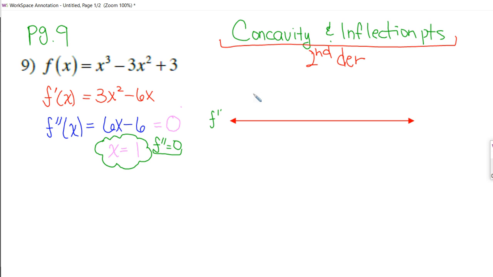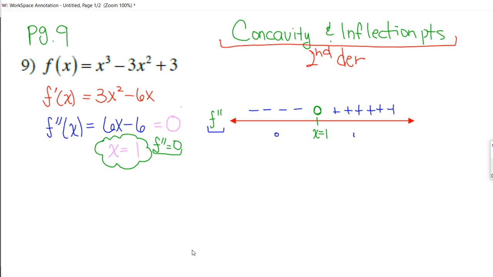So on my number line, I know that at x equal 1, my second derivative is 0. Now my job, or your job, is to figure out what's happening on the left of x equal 1 and on the right of x equal 1. So if I were to plug in 0, which is left of x equal 1, it's going to give me a negative number. Remember, I'm plugging into f double prime because that's what this number line is for. And then I'm going to plug in the right side of x equal 1, which is 2. So if I plug in 2, that's going to give me a positive answer there.